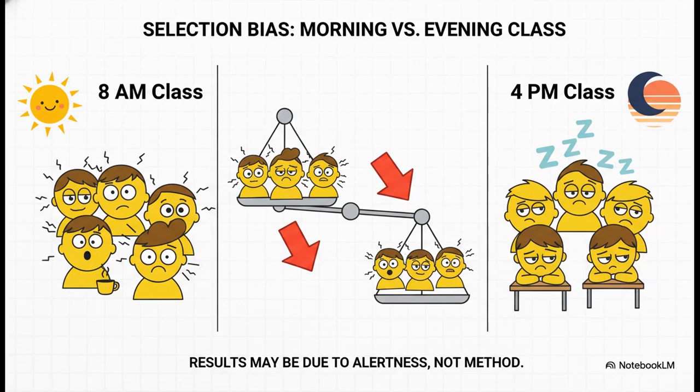Let's say your experimental group is the 8 a.m. class and your control group is the 4 p.m. class. Any difference you see in the final scores might have zero to do with your teaching method. It could just be that the morning students are awake and alert, and the afternoon students are tired and just want to go home. That, my friends, is selection bias.